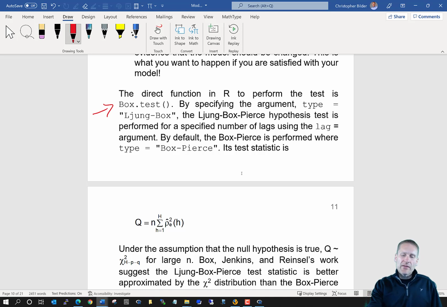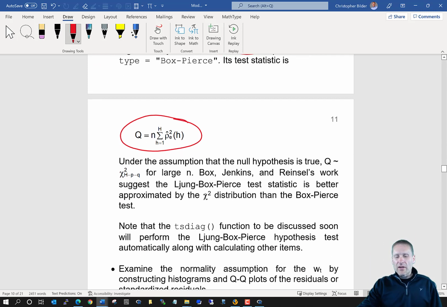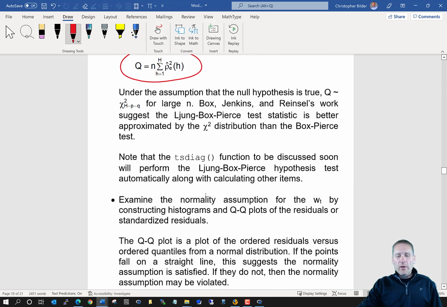Also, there's another version of this test statistic, an earlier version that just has Box and Pierce, their name on it. This is what the test statistic looks like, and it works in a very similar manner. We will just use the Ljung-Box test, but again, I just wanted to bring this up because some people will use this other test. Now, the function that we will use to automatically calculate this test statistic for us is called tsdiag. This stands for time series diagnostics. This function is in the stats package of R.